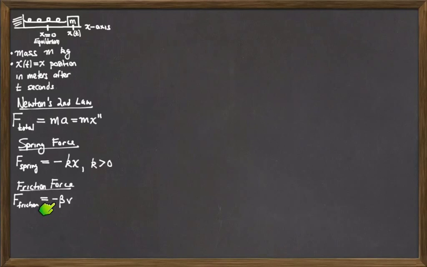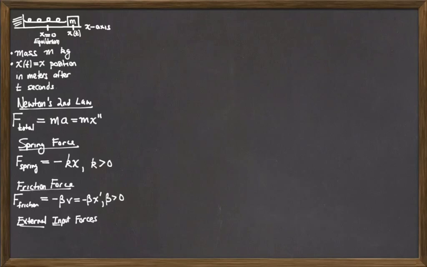And that force, again, the force of friction, will be acting in the opposite direction, so we'll attach a minus sign to it. And of course, velocity is just the first derivative of position, so we're looking at minus beta x prime, and beta here is some constant called the friction constant.